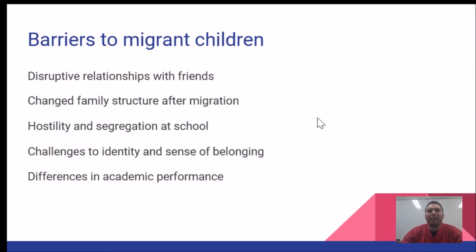Hello, my name is Jorge Mares, and I'll be talking about barriers for migrant children. These are some of the things that affect their development. For example, losing a relationship with a friend: whenever they migrate from one area to another, they lose that friendship. There are also changes to the family structure after the migration. Normally, the father might have been the one who went to work while the mother stayed at home raising the kids. The roles might be reversed once they migrate to a new area, where maybe now the father has to work and so does the mother.